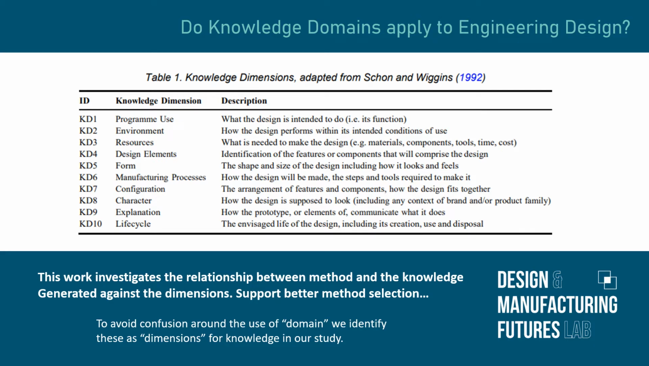So with this idea of dimensions in mind, we decided to see if the same kind of thing could be applied to engineering design. We identified 10 different dimensions for knowledge when prototyping. Some were adapted from prior works and some new and specific to engineering design. A full list of dimensions and definitions is given in the paper, but to give an example, generating knowledge in the dimension of manufacture would encompass how something is made, knowledge of the processes, the tools, and how best to use them. To avoid confusion with the domains of Shon and Wiggins, we identify these as dimensions for knowledge.